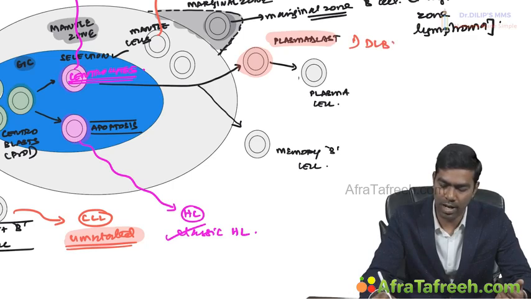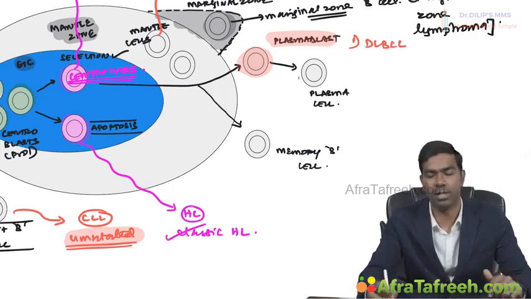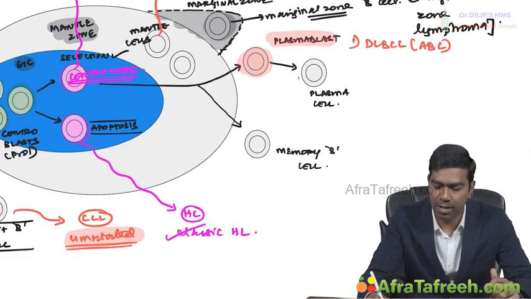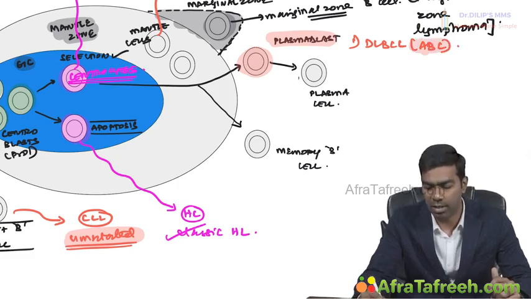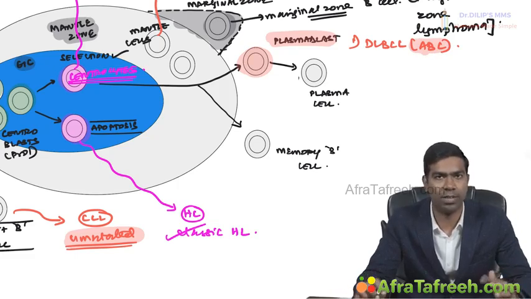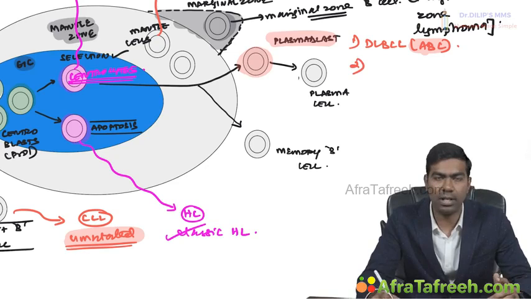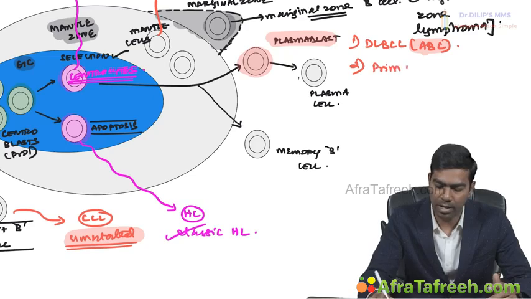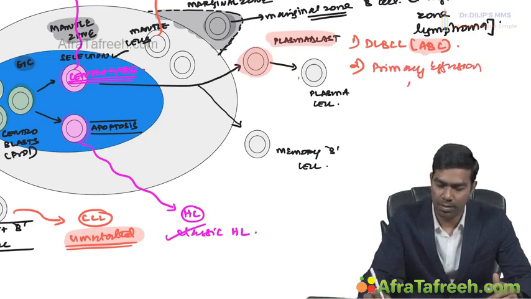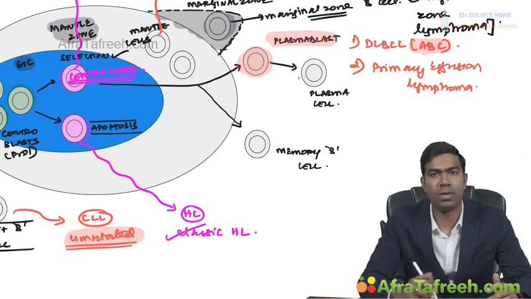Typically, you will get a highly aggressive variety of tumor called DLBCL, especially of ABC type. What do you mean by ABC DLBCL? We call it activated B cell phenotype of DLBCL. There are a lot of variants of DLBCL. Number two, apart from this activated B cell DLBCL, you have another aggressive type called primary effusion lymphoma. That also tends to originate from this particular cell only.